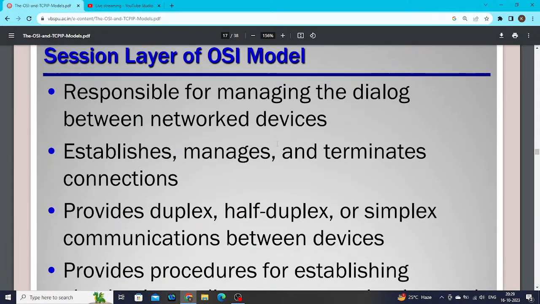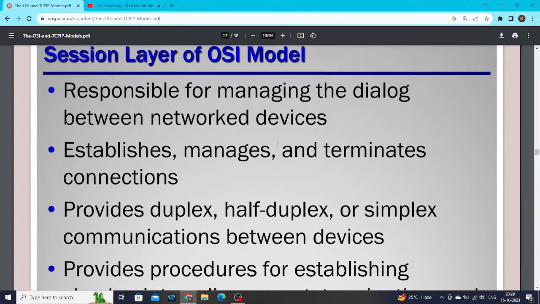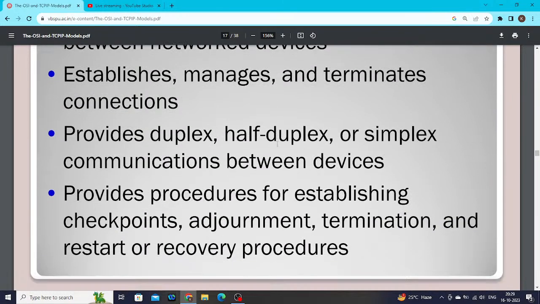Session layer. The session layer is responsible for managing the dialogue between networks and devices, establishing, managing, and terminating connections. It provides full duplex, half duplex, and simplex communication between devices, and provides procedures for establishing checkpoints, adjournment, terminations, and restart or recovery procedures.